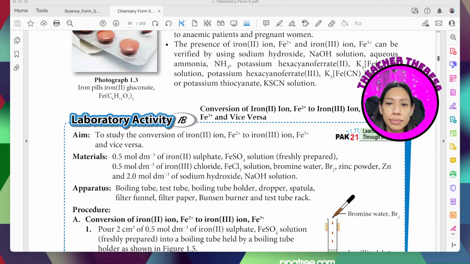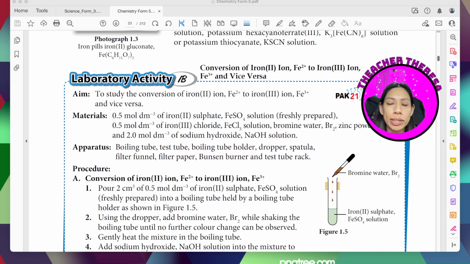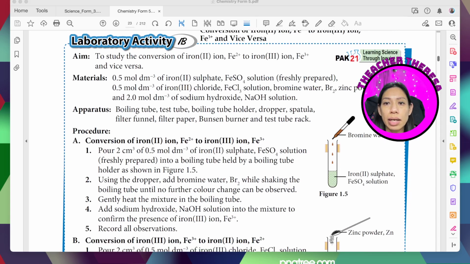Okay, the activity was conducted to prove a redox reaction. The first one was transfer of electrons at a distance. And the second one will be the conversion of iron 2 to iron 3 and vice versa, where the substance used in both experiments depends on the role of the substance. For example here, iron 2 is oxidized to iron 3, so the suitable agent to use will be an oxidizing agent, where the oxidizing agent used in this activity is bromine water.